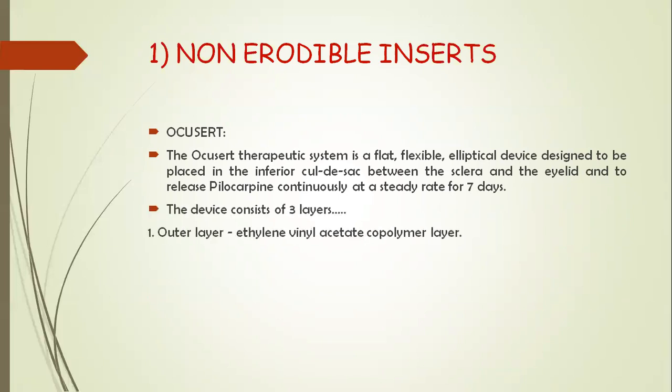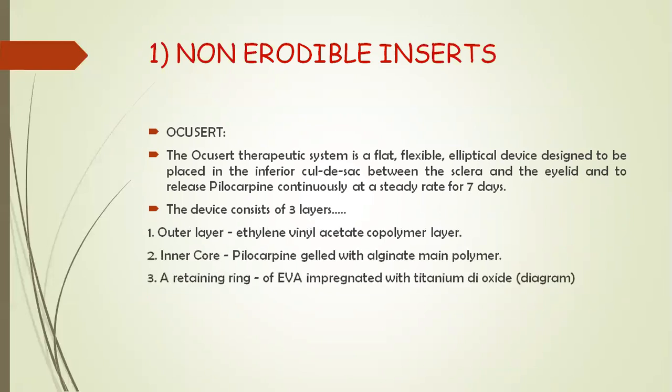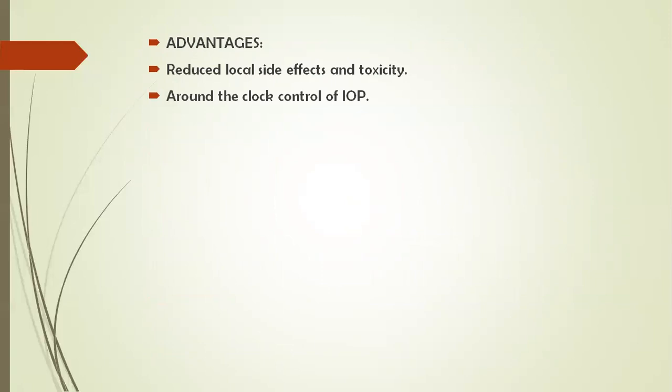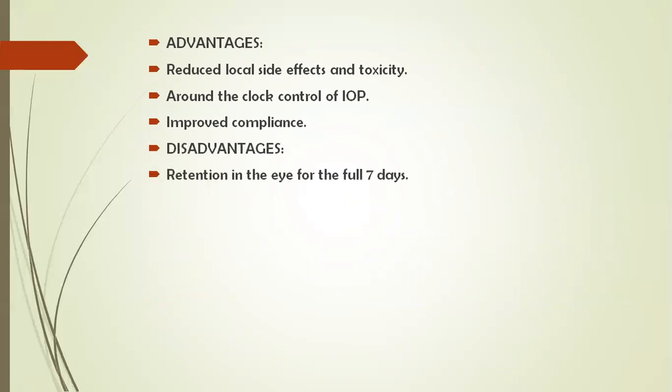The device consists of 3 layers, that is the outer layer, inner core, and a retaining ring. It is available in two forms, that is 20 and 40. Advantages: it reduces the local side effects and toxicity, controls the IOP, and improves compliance. Disadvantages include retention in the eye for the full 7 days, periodical check of unit, replacement of contaminated unit, and expense.